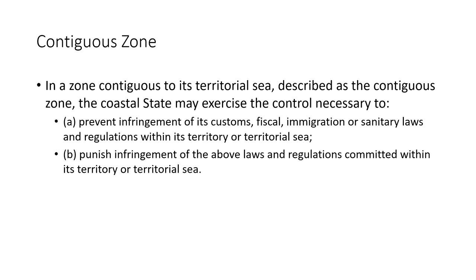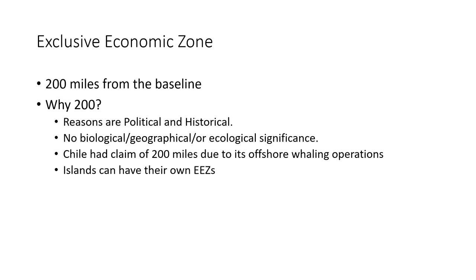Now, as far as the contiguous zone is concerned, the jurisdiction of the coastal state diminishes to a significant extent. No legislative jurisdiction is applicable; rather, extraterritorial jurisdiction, or you can say enforcement jurisdiction, becomes applicable. In a zone contiguous to its territorial sea, described as the contiguous zone, the coastal state may exercise the control necessary to prevent infringement of its customs, fiscal, immigration or sanitary laws and regulations within its territory or territorial sea, and to punish infringement of the above laws and regulations committed within its territory or territorial sea.